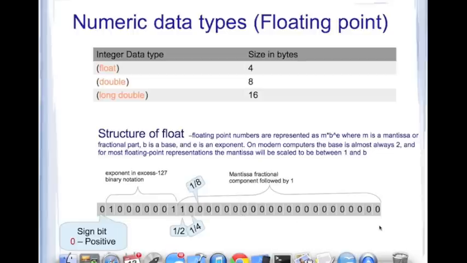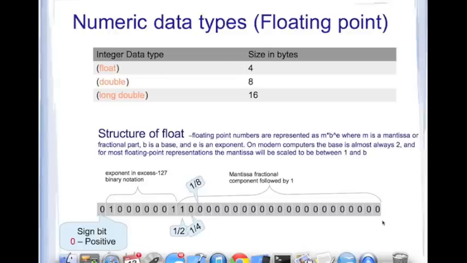And the next 3 bytes are used for representing your mantissa or the fractional part. So the first bit being 1 by 2, the second bit being 1 by 4, and the third bit being 1 by 8, and so on. So you can see it scales into a very high precision by using 3 bytes for representing your precision.